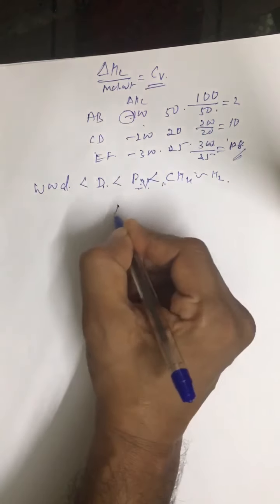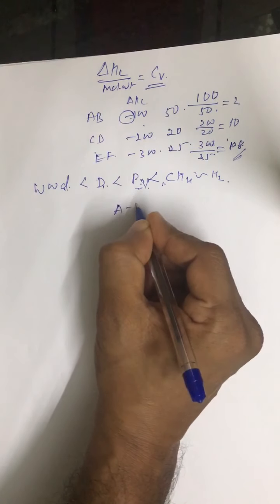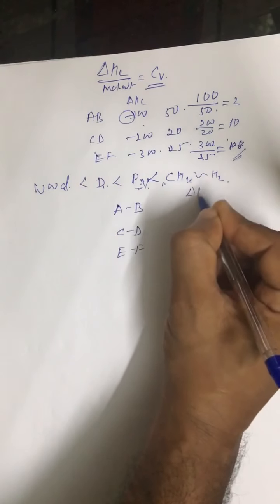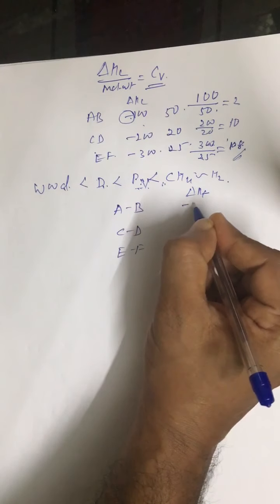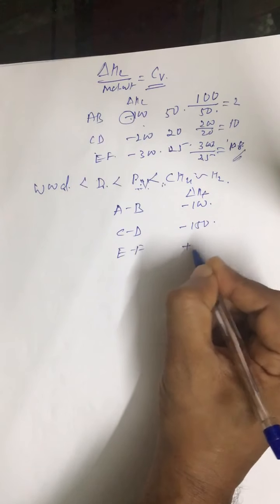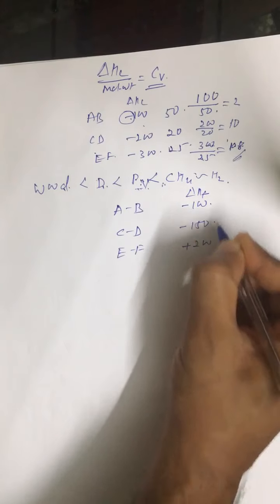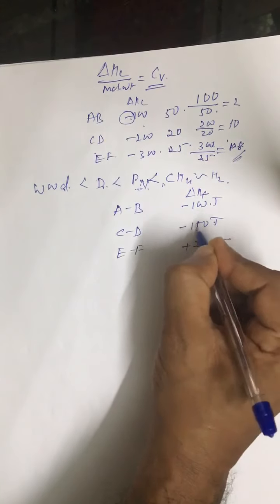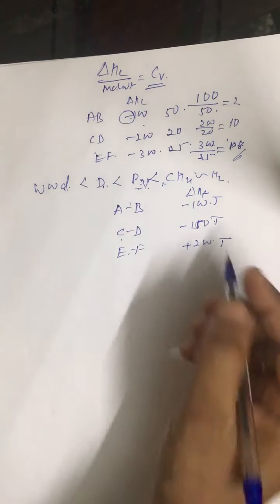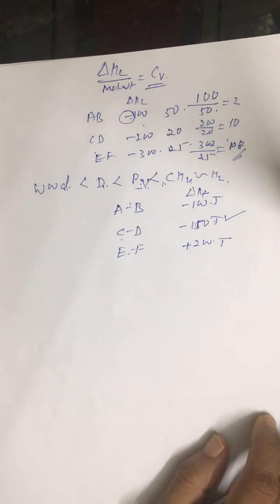And after delta HC, we have delta HF, which we have already discussed. In delta HF you will find these kind of questions, like you are given AB, CD and EF, and their delta HF values are given. It is minus 100, minus 150, and plus 200 joules, say suppose. And the question is, out of these three, which one is thermally most stable? You can say this one is thermally most stable.